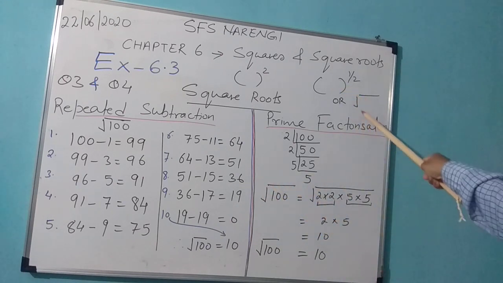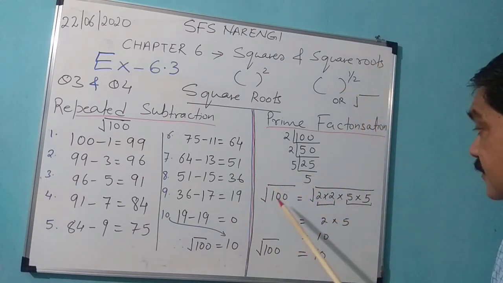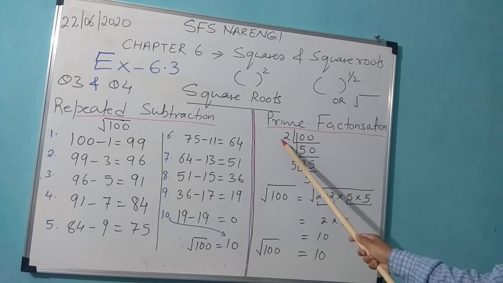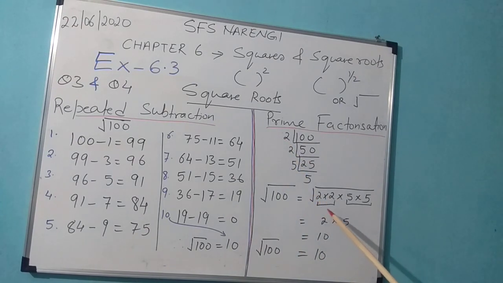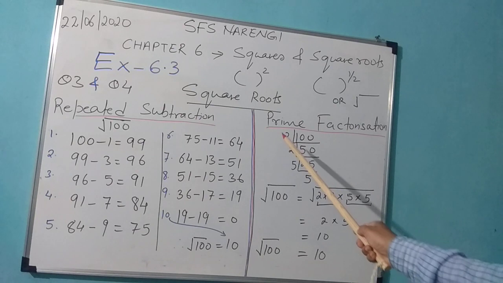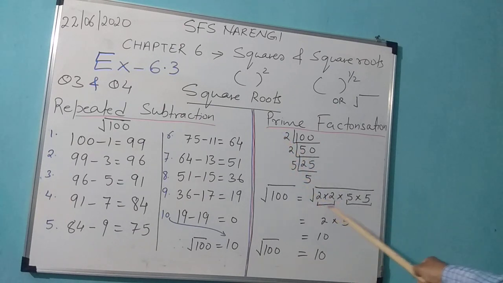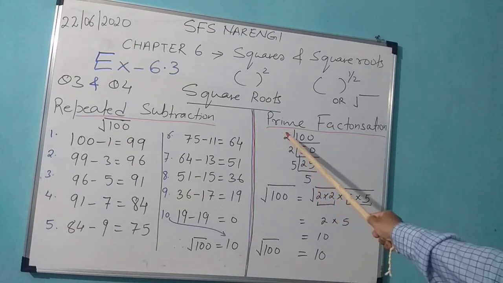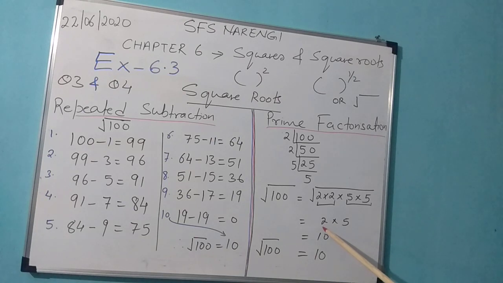Here it is, the square root symbol. Now 100. What are we getting? 2 into 2, 5 into 5, inside the root. This is called the root. Now see, inside the root make pairs. 2 into 2 means one 2 will come out. Again 5 into 5, one 5 will come out. So 2 into 5 is 10. So the square root of 100 is 10.